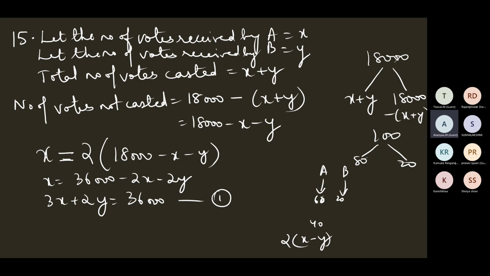Ma'am, so they're saying the number of people who didn't cast their votes is equal to twice the majority A had over B. Perfect, correct. Ma'am, so 18,000 minus X minus Y will be equal to twice of X minus Y. Perfect, that's it.